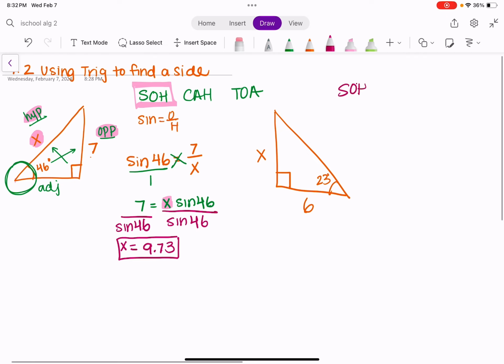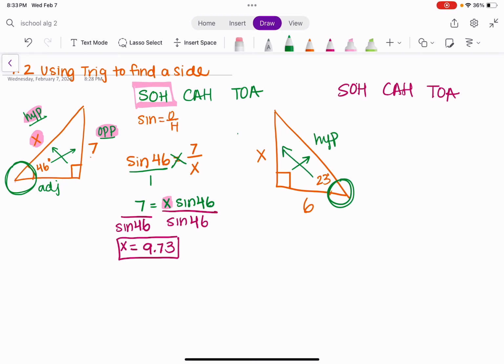Am I going to use sine, cosine, or tan? Whoops, that was supposed to be SOHCAHTOA. Okay, so I'm going to label based on this angle. The one across from my 90 degrees is the hypotenuse. The one across from my angle is opposite. And the last one left is adjacent. Adjacent means next to. So if you notice, I'm looking for the opposite and I'm given the adjacent. Which one deals with the opposite and adjacent? Well, it's the TOA, tan, because I know tan equals opposite over adjacent.